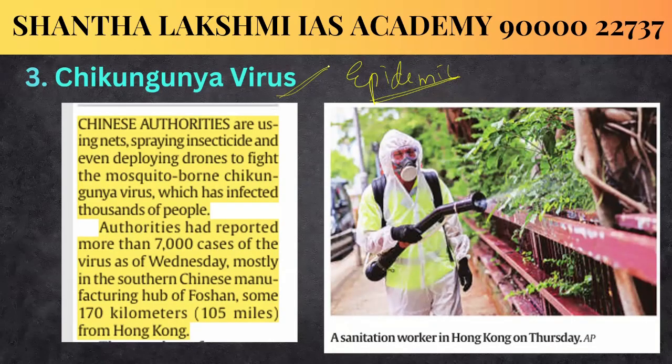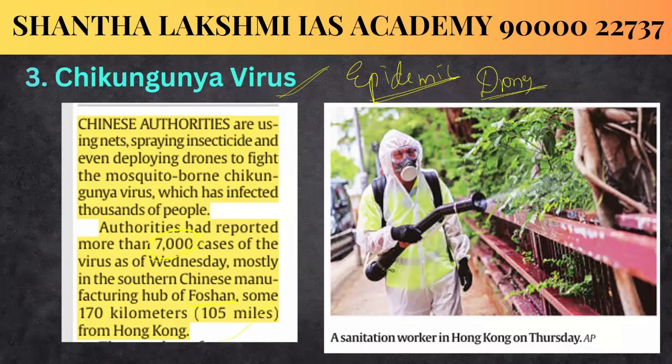Regarding that, the Chinese authorities are using many ways to curb it. That includes using nets, spraying insecticide, and even deploying drones to fight the mosquito-borne chikungunya virus, which has infected thousands of people. See, authorities reported more than 7,000 cases of the virus, mostly from the southern Chinese manufacturing hub of Foshan, which is some kilometers from Hong Kong.